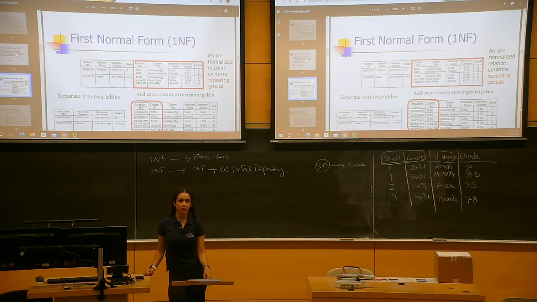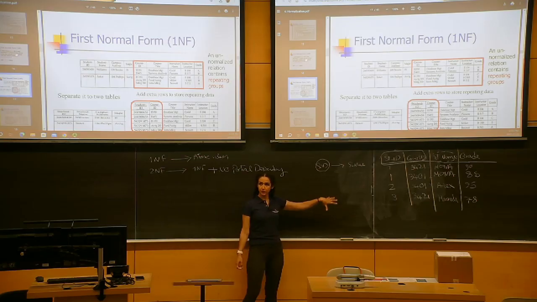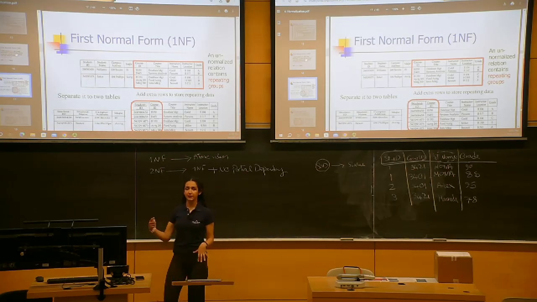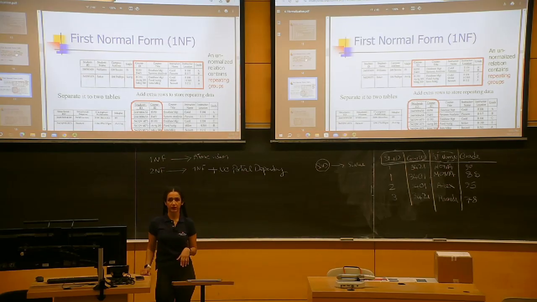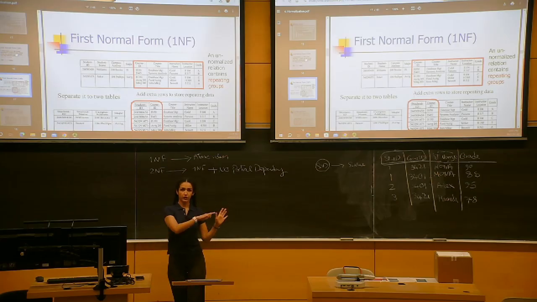No, there is no way, right? Partial dependency is when you have a composite primary key and there is a column dependent on only part of your primary key. Yeah. So to make this table 2NF, would we just remove student name? Yeah. So I'm going to talk about how to normalize it also shortly.